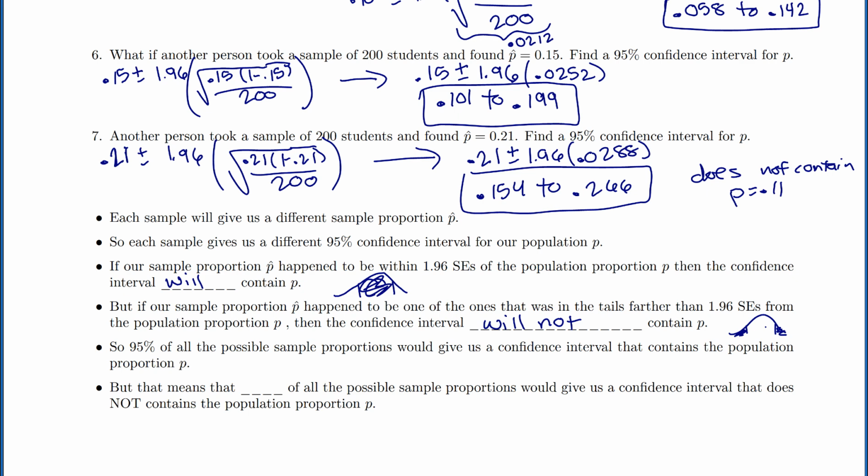What that tells me is that 95% of all the possible sample proportions would give us a confidence interval that contains the population proportion p. But that means that 5%, if 95% contain p, 5% of all the possible sample proportions would give us a confidence interval that does not contain our population proportion p.